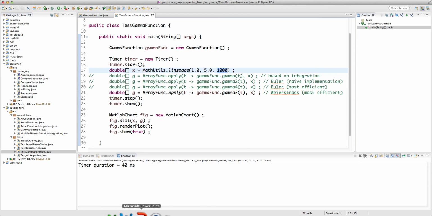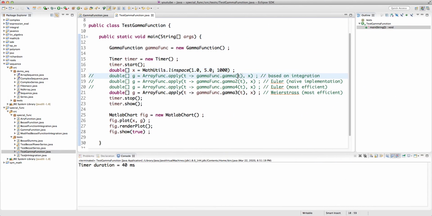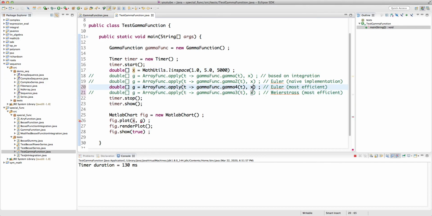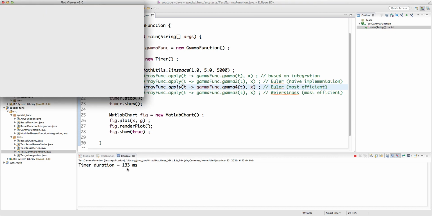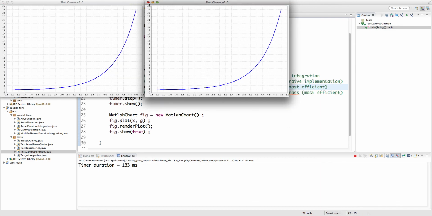Now, as I said, the difference between Weierstrass and Euler is a factor. If we are evaluating n terms for this product, Euler's numerator requires 3n, Weierstrass requires 2n. When n grows, let's say instead of 1000 terms we calculate 5000, right? So what happens if I try to calculate 5000 terms? Weierstrass gives me 130, Euler gives me 133 milliseconds. So the Weierstrass implementation that we did has a slight edge, all right?